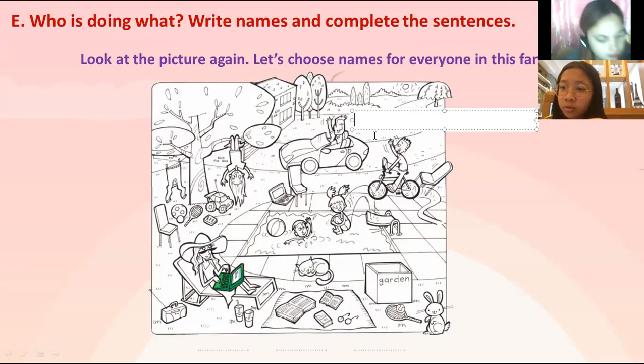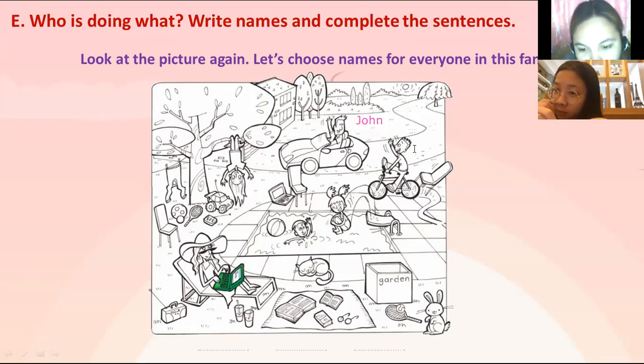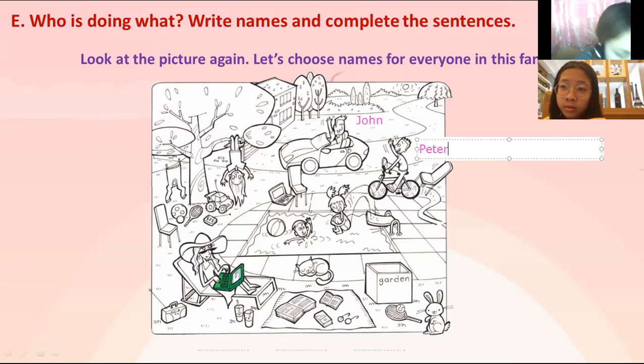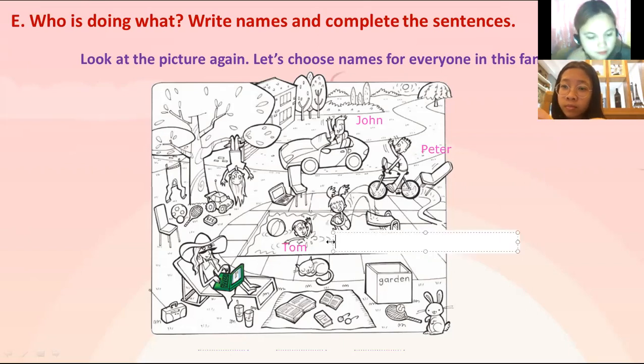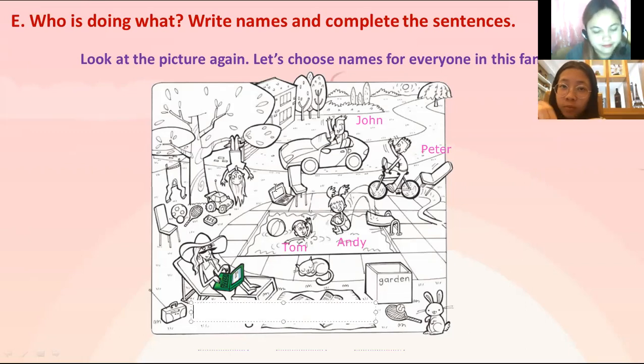John. John, okay. How about the boy on the bike? What's the name? Peter. Peter. How about the little boy swimming? Tom. Tom. How about the little girl swimming too? Andy. How about the mom? What's the name of the mom? Windy. Like this one? Yes. Okay, and then the girl here on the tree?